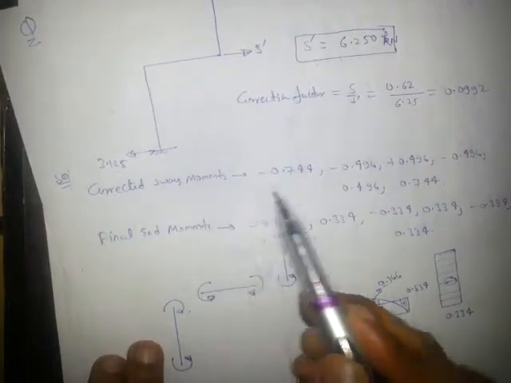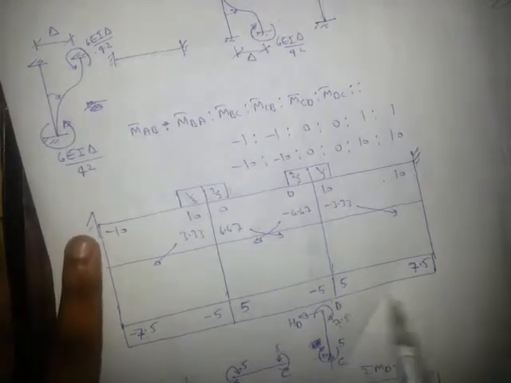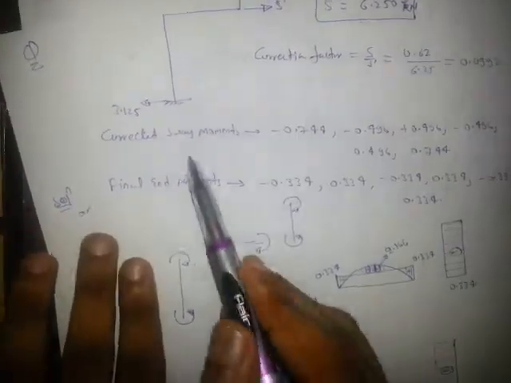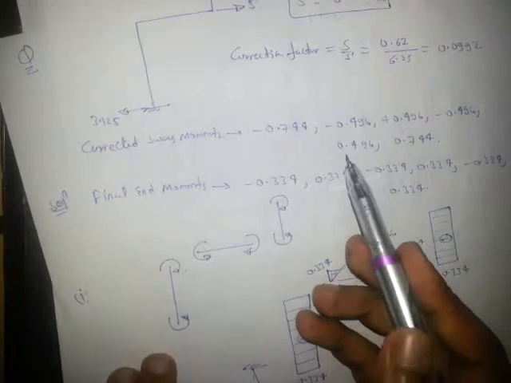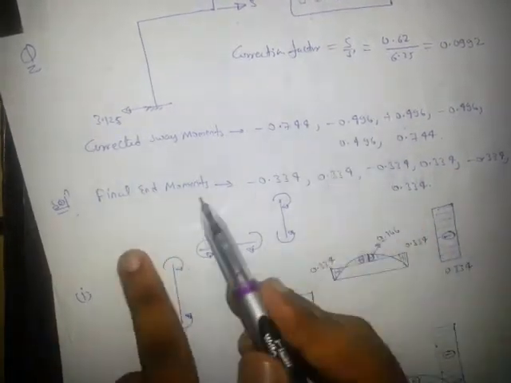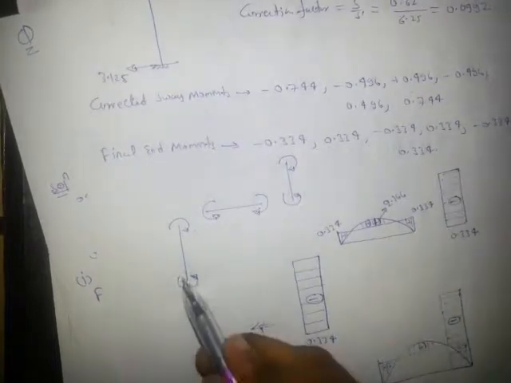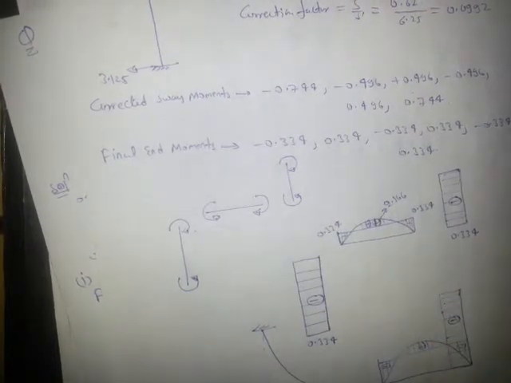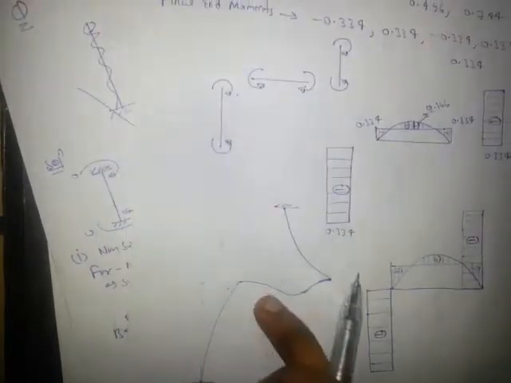Corrected sway moment will be correction factor into uncorrected sway moment. Uncorrected sway moments are this. So finally, these are the corrected sway moments. Now we will add the non-sway moment to this, and the final answer will be this. So the diagram will be this, right? This will be the final diagram. This will be the deflected shape.